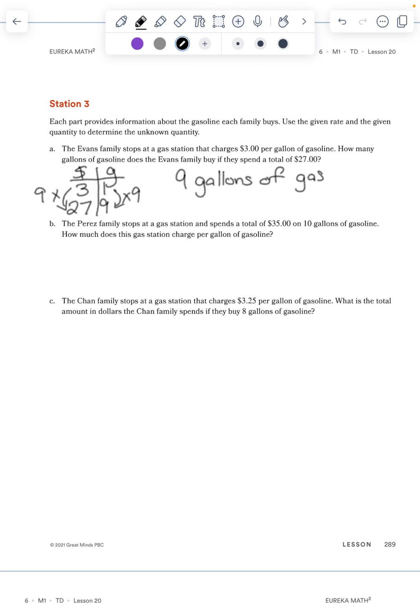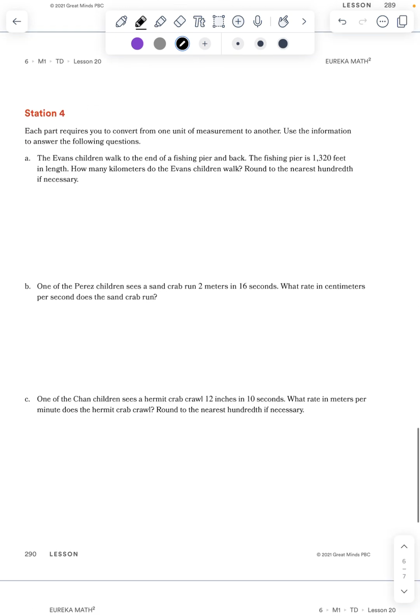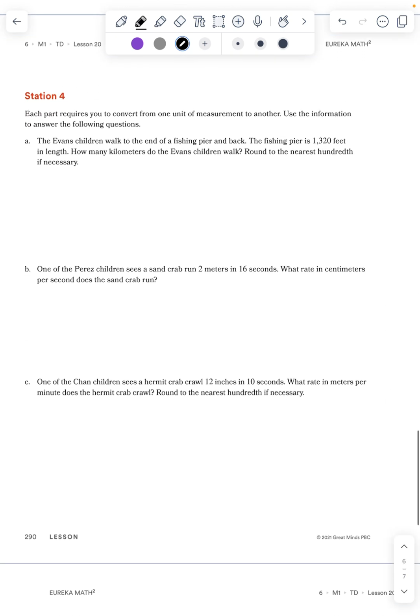All right, let's go to number 4. Okay, so station number 4, we got multi-steps right here. So the Evans family children walk to the end of a fishing pier and back. That's important information. The fishing pier is 1,320 feet in length. How many kilometers do the Evans kids walk? So that's what I'm trying to find, and then round to the nearest hundredth if necessary.